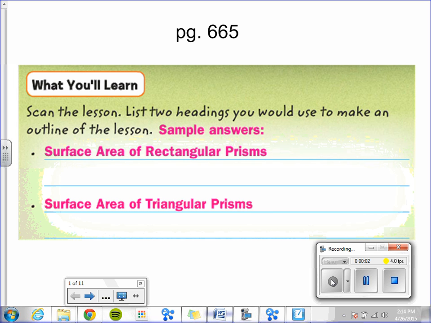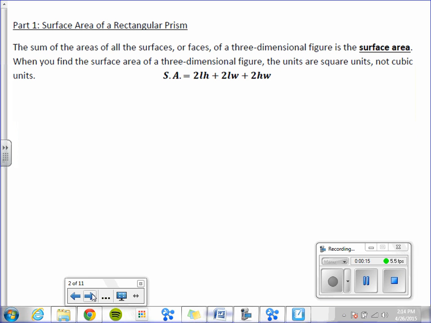Chapter 8, Lesson 6, Surface Area of Prisms. Today you will learn how to find the surface area of both rectangular and triangular prisms. The sum of the areas of all the surfaces, or faces, of a three-dimensional figure is the surface area. When you find the surface area of a three-dimensional figure, the units are square units, not cubic units.